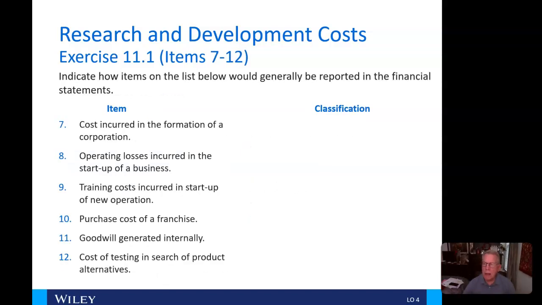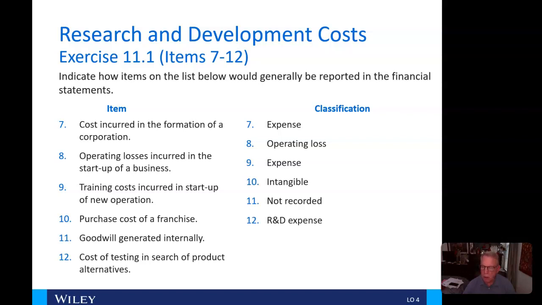Cost incurred in the formation of a corporation, that's an expense. Operating losses incurred in the startup of a business, operating loss. Training costs incurred in the startup of a new operation, that's an expense. Purchase cost of a franchise, that's an intangible asset. Goodwill generated internally, we're going to not record that. And lastly, cost of testing in search of product alternatives, R&D expense.